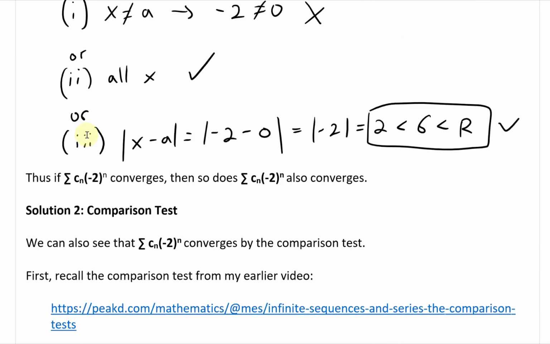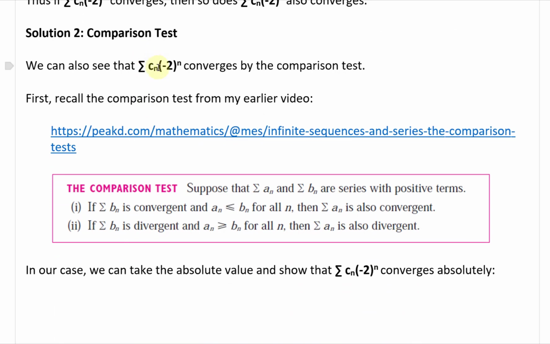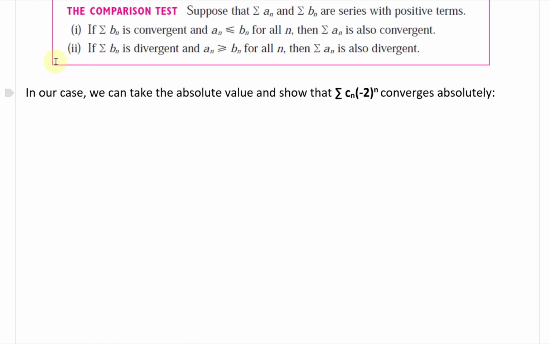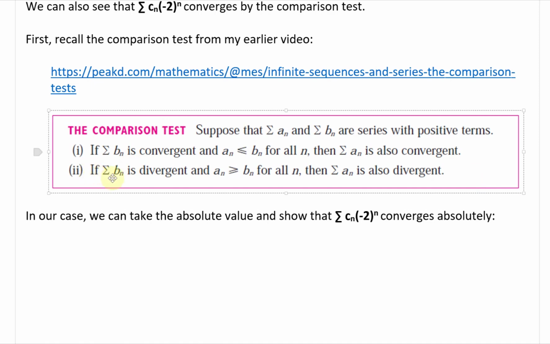But now let's take a look at solution 2, so solve the same thing, but using the comparison test. So we can also see that the summation Cn times negative 2 to the power of n converges by the comparison test. First recall the comparison test from our earlier video. Suppose we have series an and bn with positive terms. If bn is convergent and all the terms an are less than or equal to bn for all n, then the series an is also convergent. Likewise, if the series bn is divergent and all the terms an are greater than or equal to bn for all n, then the series an is also divergent.